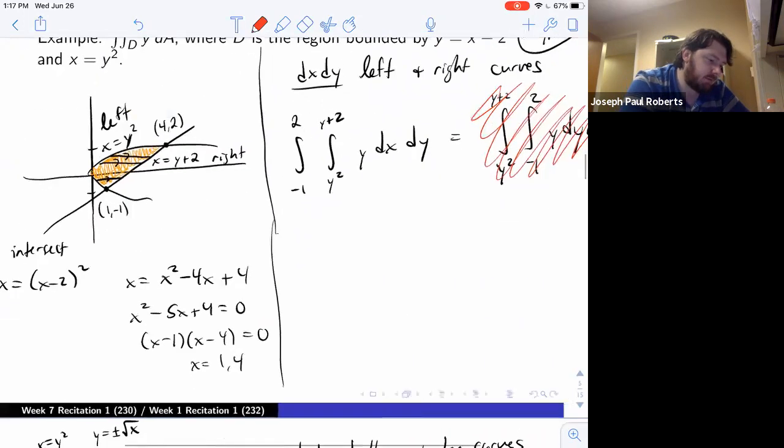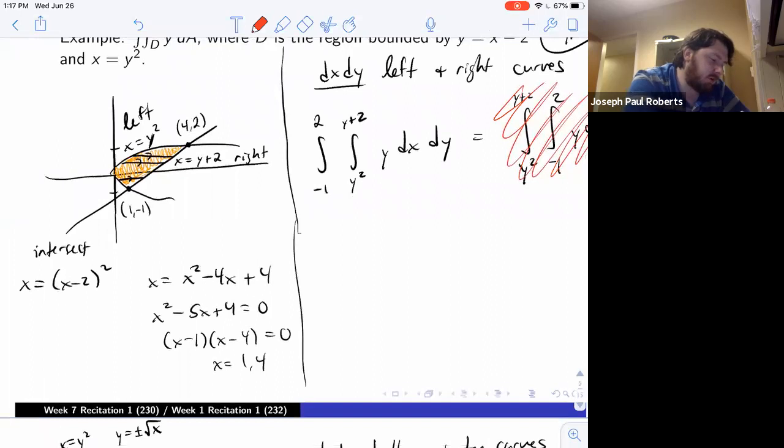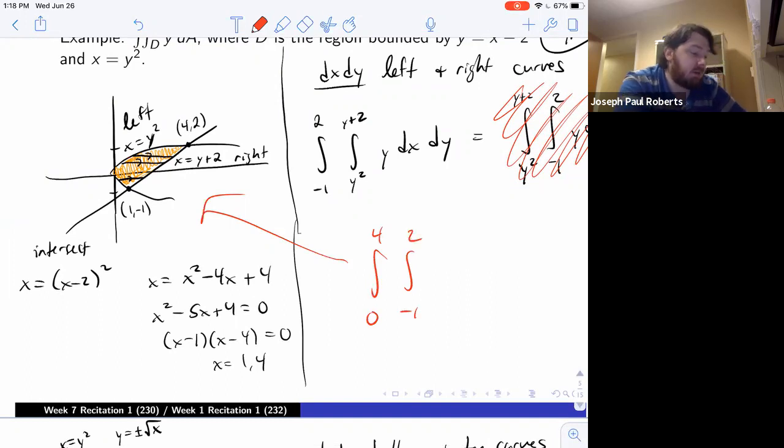And so again, the worst thing you could do is think that the bounds are all numbers. I know some of you might, the naive way to do this is once you have the picture, say, oh yeah, x goes from 0 to 4, y goes from -1 to 2. No, that's not right. For this region, that's a rectangle.